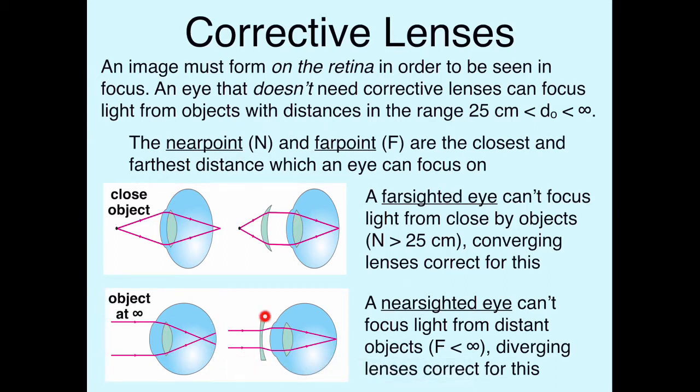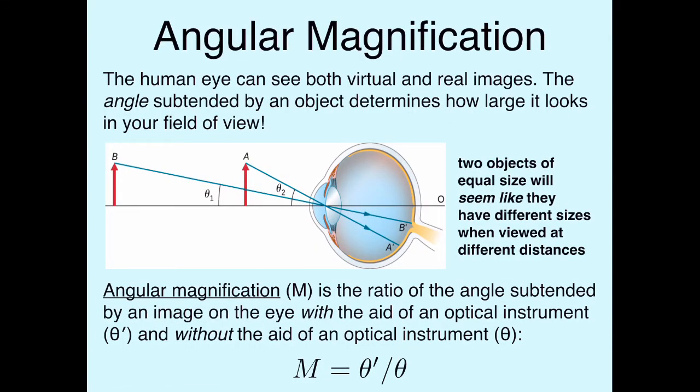So if we put a diverging lens here, the rays of light go through that and then go through the lens of your eye, and now they're focusing at the right point, which is your retina. Okay? So that's the idea behind different types of corrective lenses. Okay, so that takes us to angular magnification.